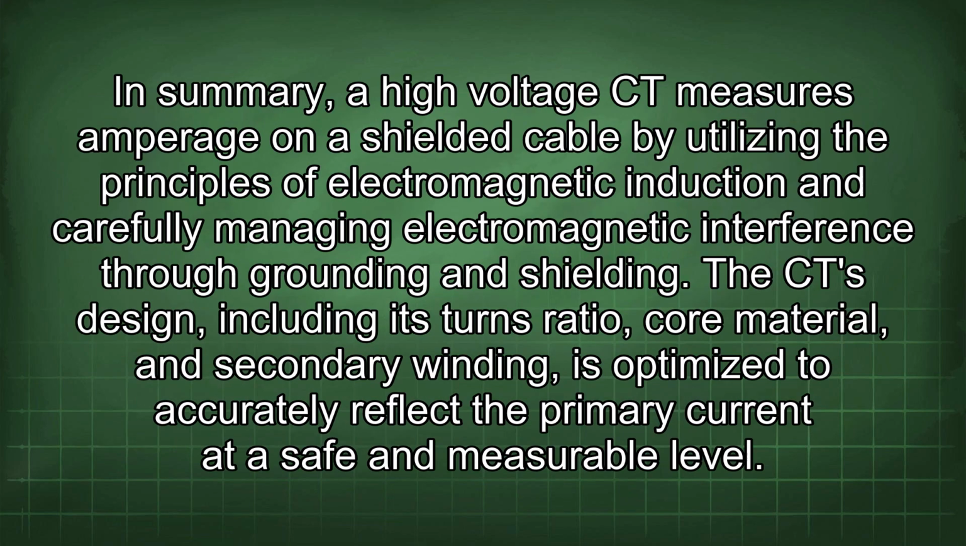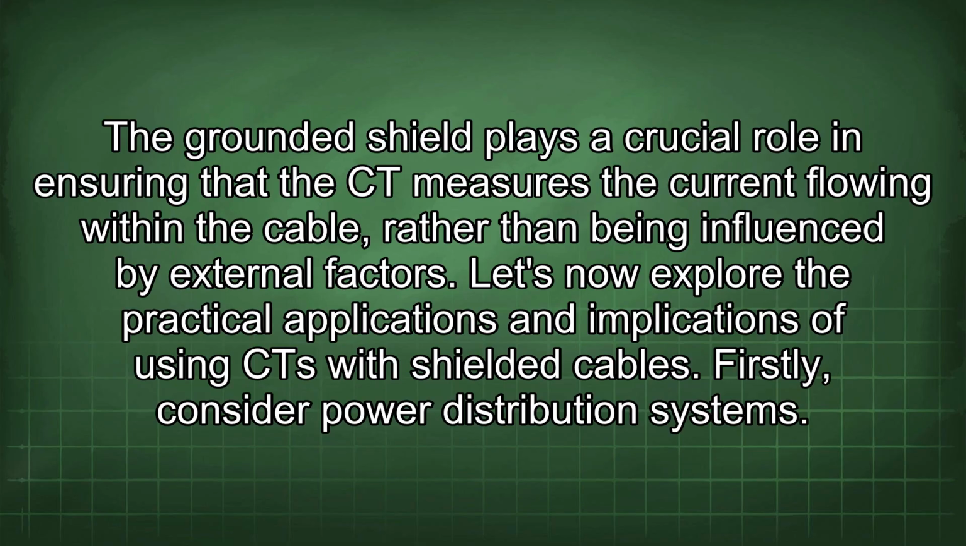In summary, a high-voltage CT measures amperage on a shielded cable by utilizing the principles of electromagnetic induction and carefully managing electromagnetic interference through grounding and shielding. The CT design, including its turns ratio, core material, and secondary winding, is optimized to accurately reflect primary current at a safe and measurable level. The grounded shield plays a crucial role in ensuring that the CT measures the current flowing within the cable, rather than being influenced by external factors.